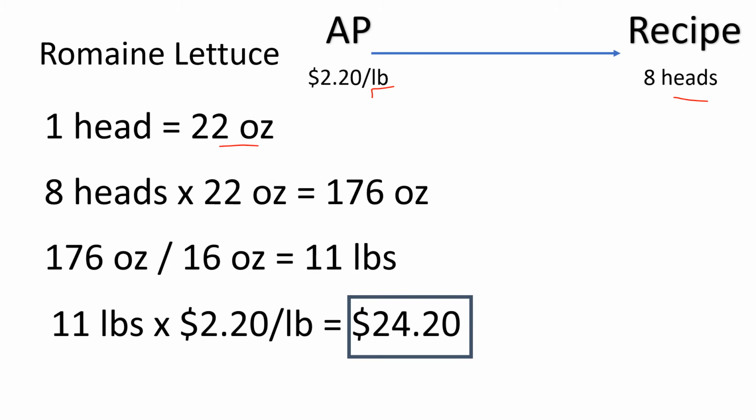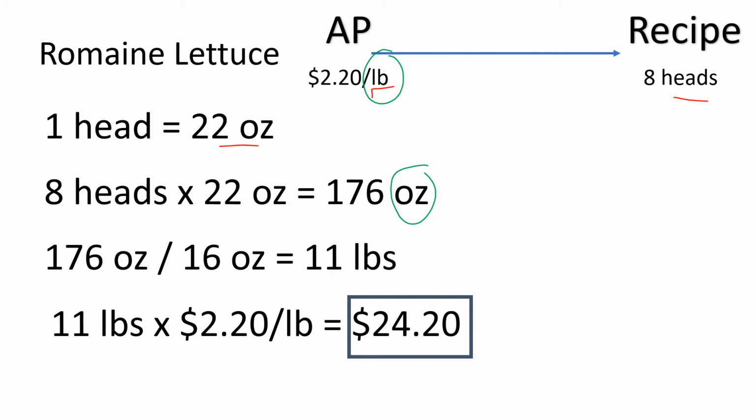The next one below, I need 8 heads. So if 1 head is 22 ounces, and I need 8 of them, then I need 176 ounces of lettuce. Okay, that's where our conversion comes into play. And now although these units are not the same yet, are they pretty much related at this point? Yeah. Ounces are related to pounds.